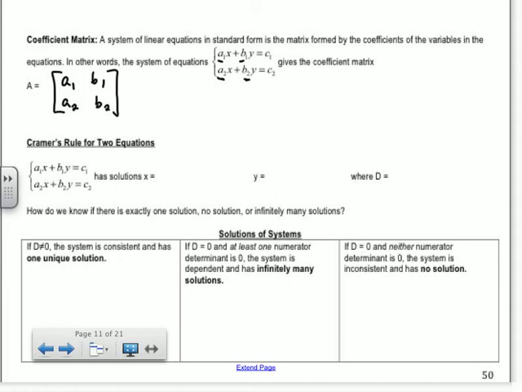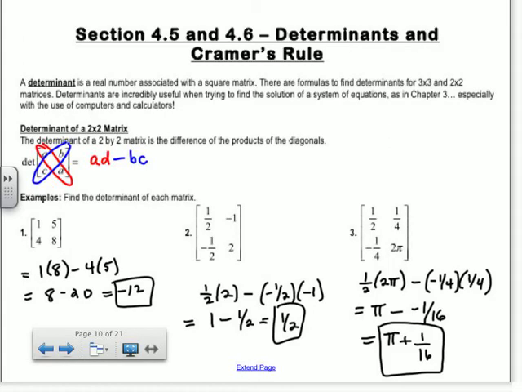All right, so D is going to be the determinant of your coefficient matrix. So it's going to be A1, B1, A2, B2. And notice how I just have straight lines? I should have mentioned that before. Determinants always just have straight lines. So if I was finding the determinant, I would write 1, 5, 4, 8 with straight lines. This means determinant. So when you see the brackets or even parentheses, that's just your normal matrix. The straight lines mean take the determinant.